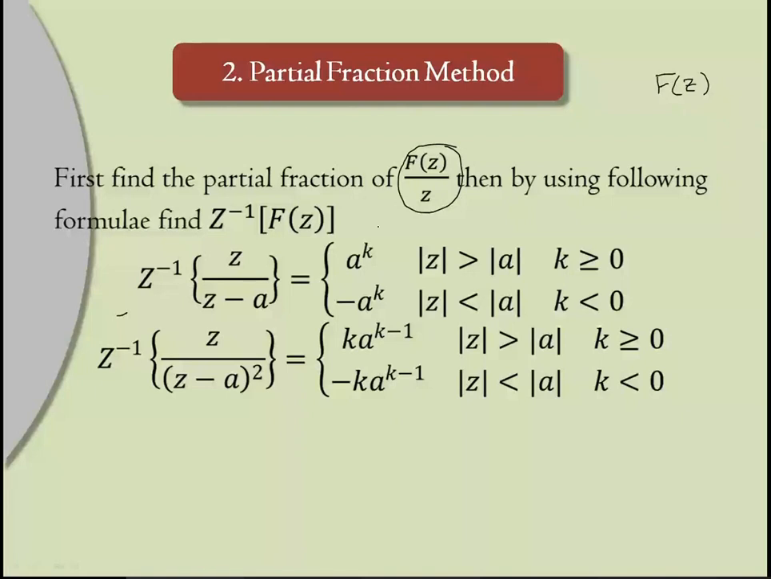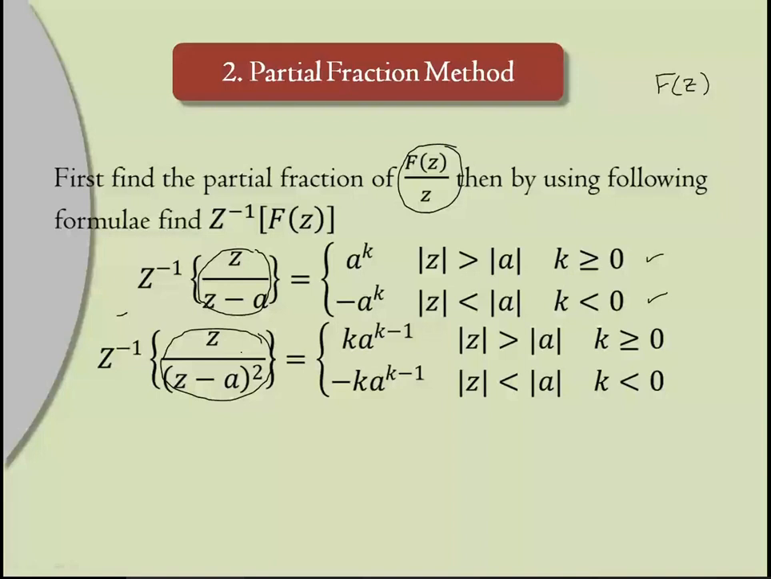After finding the partial fraction, if we get the terms in this form, z upon z minus a or z upon z minus a whole square, then there are standard formulas. What are the formulas? Z inverse of z upon z minus a is equal to a raised to k if mod z is greater than mod a, and in that case k is greater than or equal to 0. And it is minus a raised to k if mod z is less than mod a, and in that case k must be less than 0.